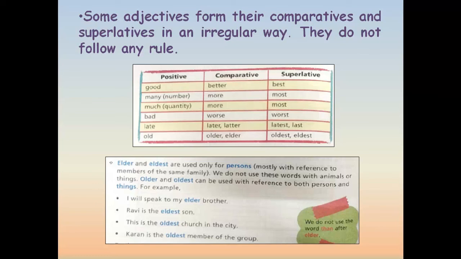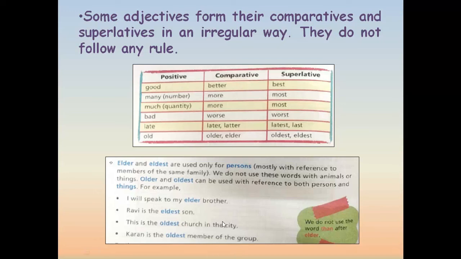It cannot be used for non-living beings or animals. Be very clear: elder and eldest are only for human beings, whereas older and oldest can be used for human beings as well as for non-living things. Also, you have to keep in mind that when you're talking about members of the same family, you will use elder and eldest. Let's look at some examples here.